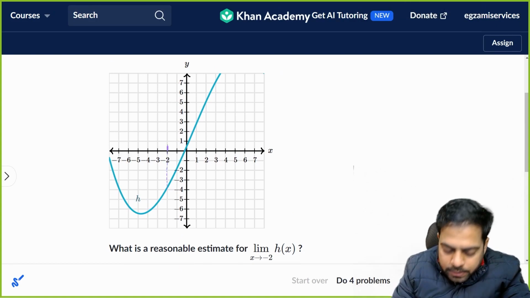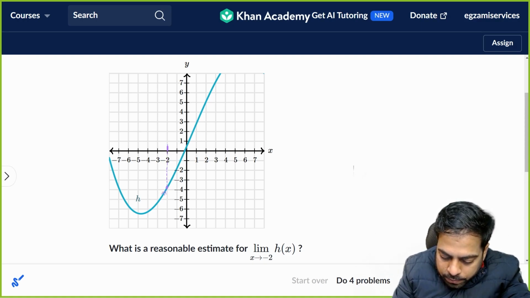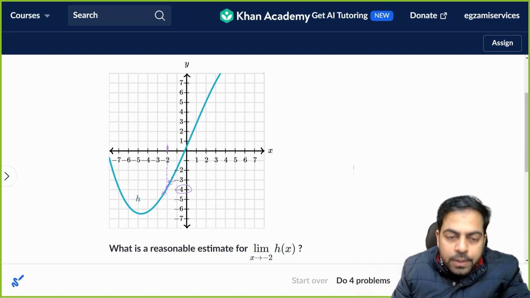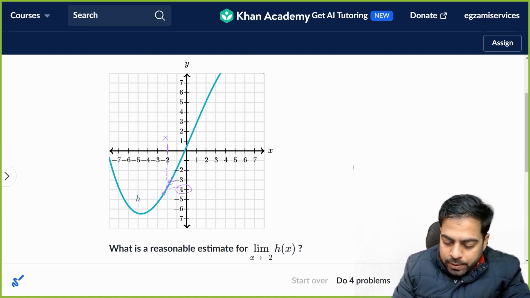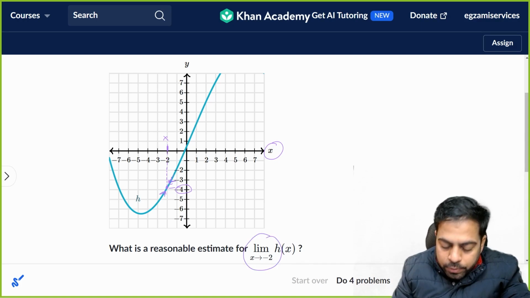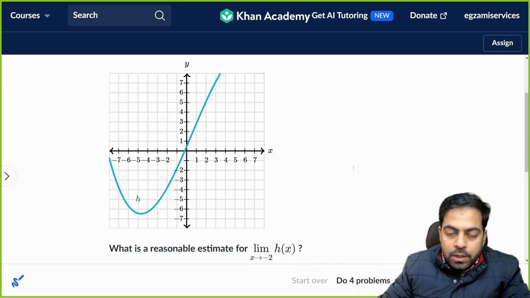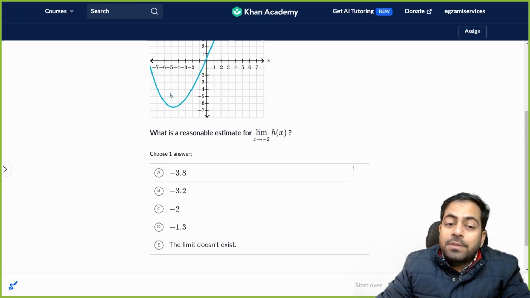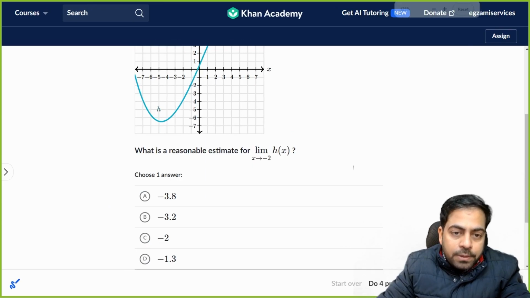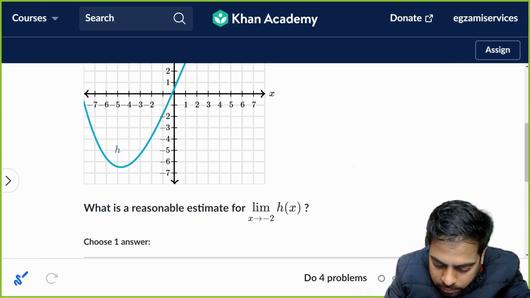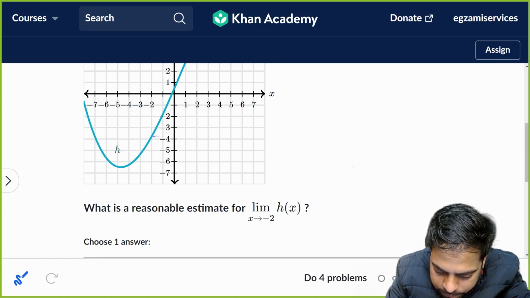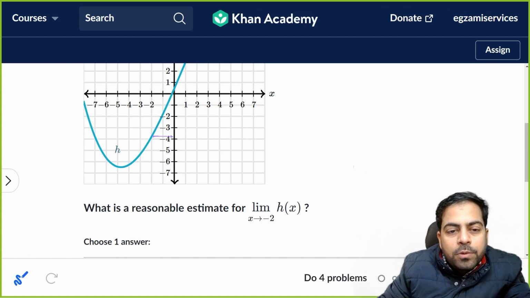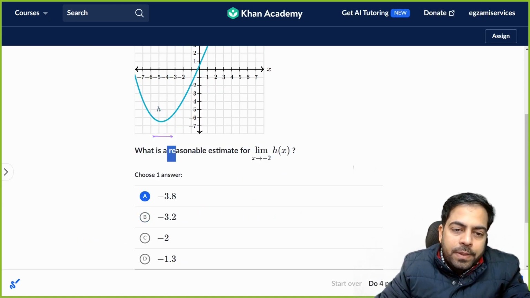As you can see, it's a continuous graph, there's no break in it, and from the left hand side it is approaching near -4, and from the right hand side also it is approaching. We have to see the y value, remember that, the function value. This is the x value, right? So for the limit as x goes to -2, both LHL and RHL are going towards -4. So now let's look at the options. They have not given us -4, so we have to take the values as close as possible. As you can see here, it's close to -4, so a good reasonable estimate is -3.8.